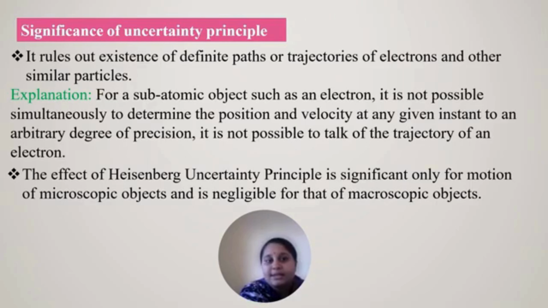So the next is significance. So how significant is the uncertainty principle? It rules out the existence of definite paths or trajectories of electrons. So how does it rule out the path of the electron? It doesn't always occur for an electron to move in a straight line, or to move in a curve, or to move in a rectangular form. Not like that. It rules out this existence of moving in a straight line.